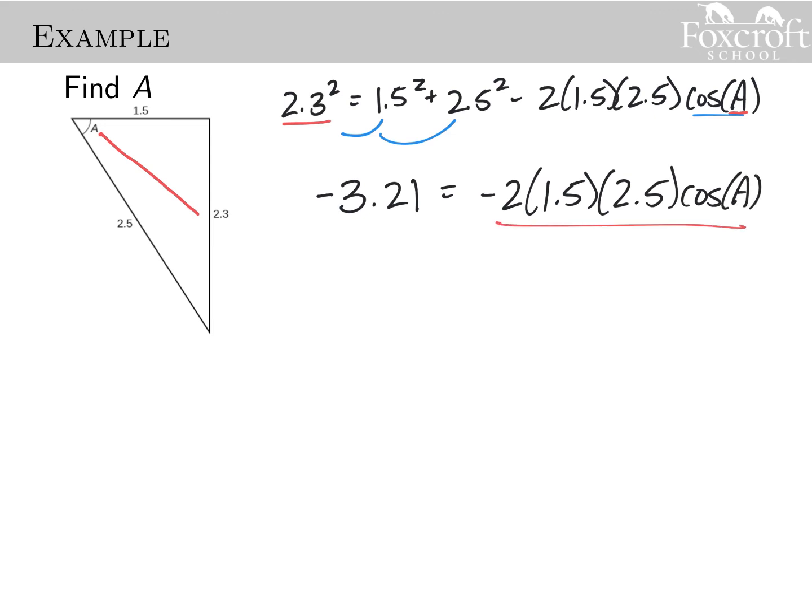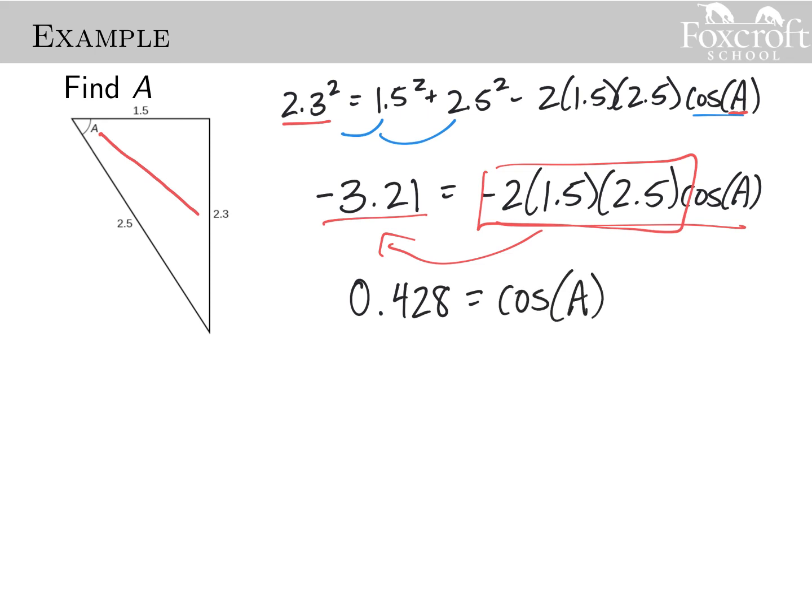Then I have to divide both sides. I'm going to be a little bit lazy, but this whole thing, I'm dividing on both sides, so I'm going to end up dividing -3.21 by -2 times 1.5 times 2.5, and that gives me 0.428 equals cosine of A.